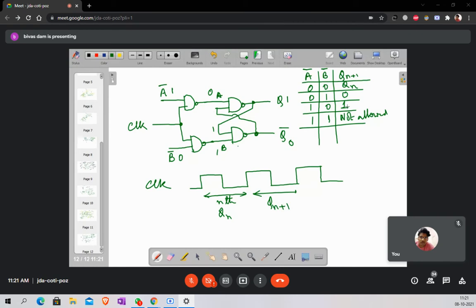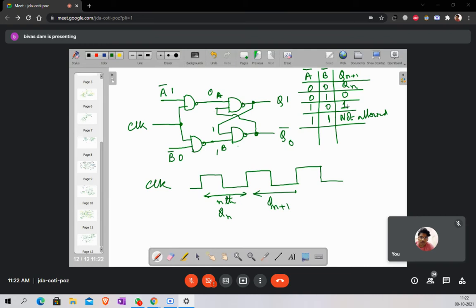When the input combination is 1, 0, the memory is set because the Qn plus 1 has become 1. So the memory is going to be set if I introduce 1, 0 at the input combination. Out of these A bar and B bar two inputs, it is the B bar where, when that input is set, the output is reset. So when B bar becomes 1, output is reset, whereas when A becomes 1, the output is set.